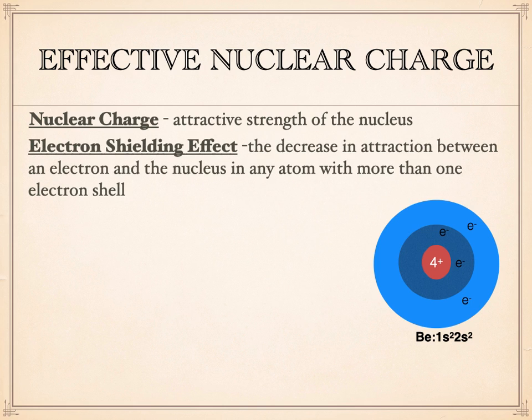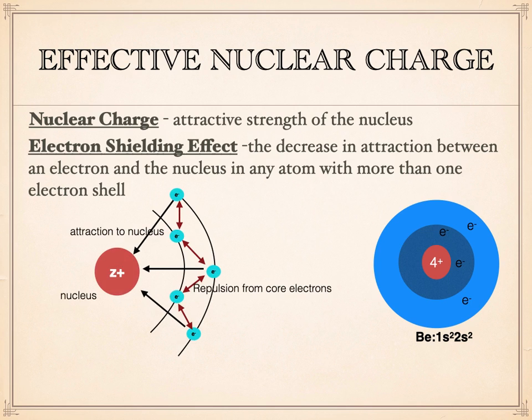The second idea that we need to look at here is called electron shielding effect. Essentially the idea here is that electrons in the higher energy levels do not feel the full effect of the nucleus because there are electrons in the lower energy levels shielding them. And so if you have any more than one electron shell, then you have electron shielding. So essentially we're looking at anything beyond the first period is going to have electrons in the 1s and then electrons in other energy shells.